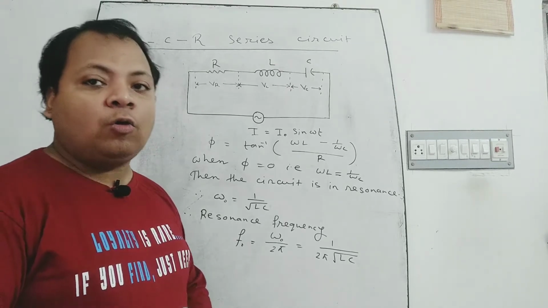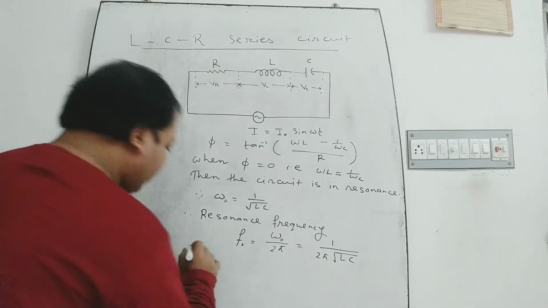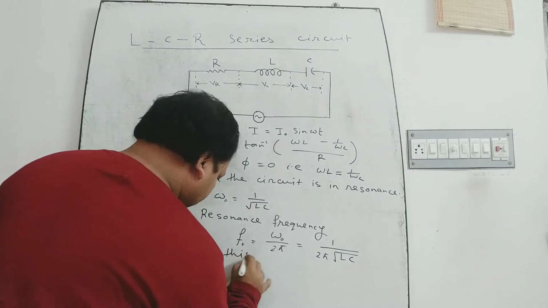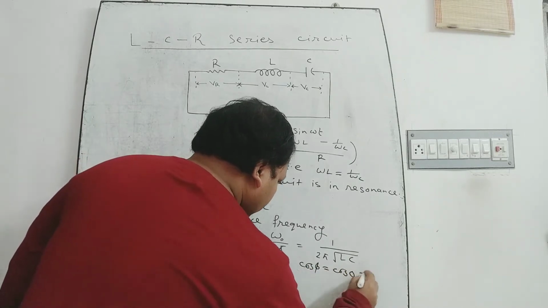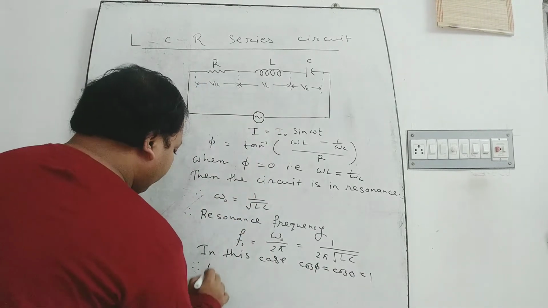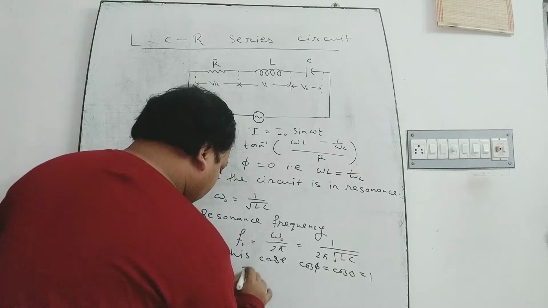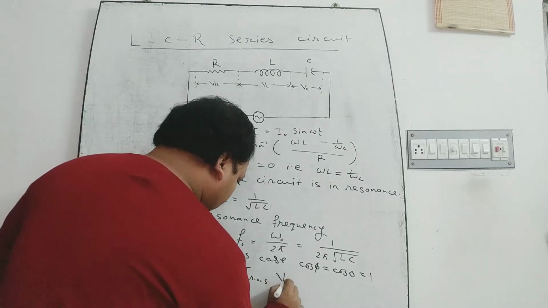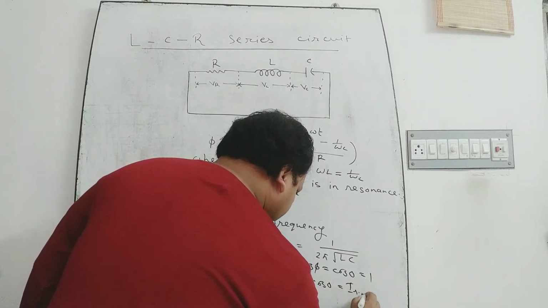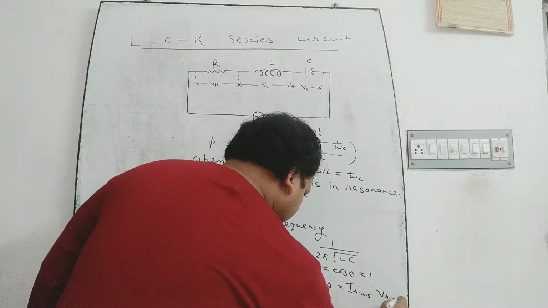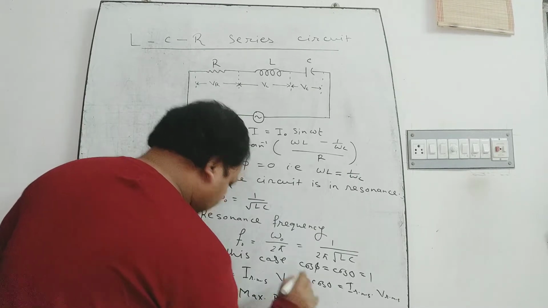In this case, the power dissipated in the circuit is maximum, and the current and the voltage are in the same phase. The power factor of the circuit, that is cos phi, is equal to 1. Therefore, the average maximum power becomes IRMS into VRMS. In this case, the circuit is purely resistive.